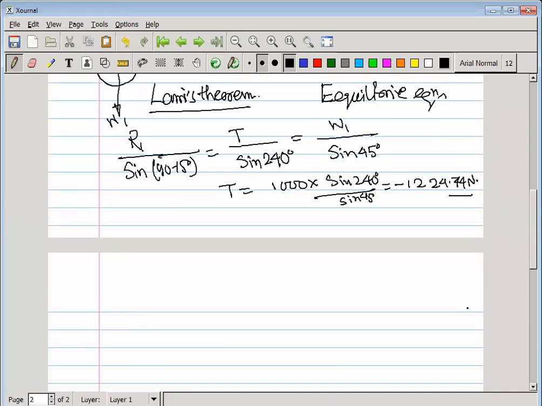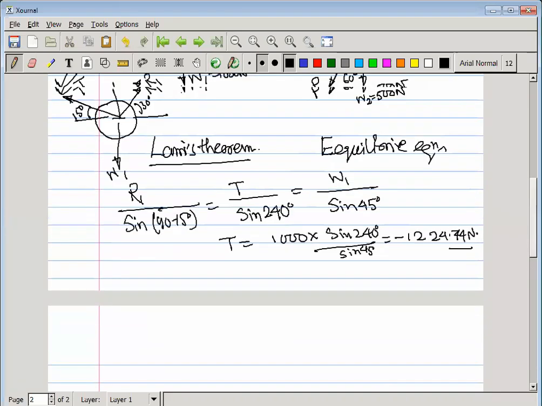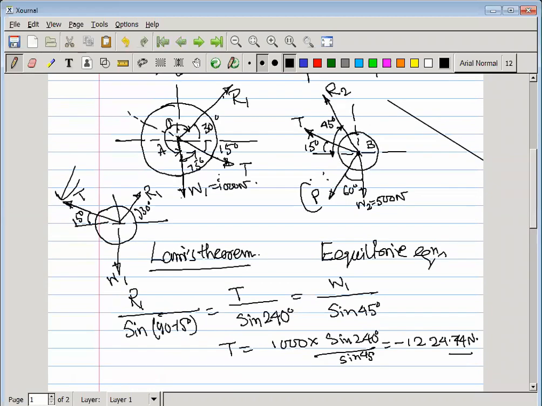Next, finally our intention is to find out this P value, right? So first let's check once again. That is W1 divided by the angle between the two, which is 45 degree. Then T and the angle between W1 and R, which is 180 plus 60, so 240, it is also right, and R divided by this angle, which is nothing but 75. Very good.